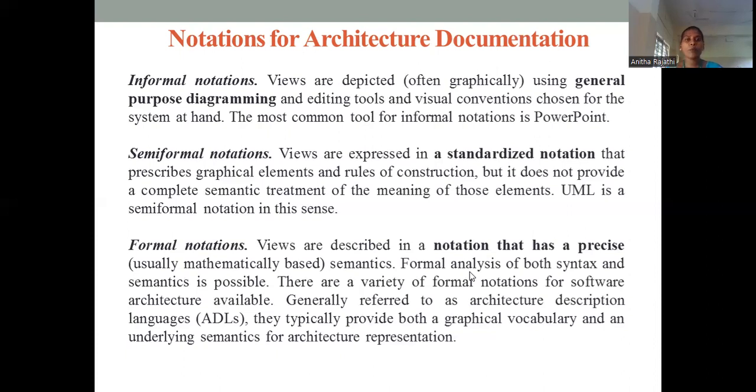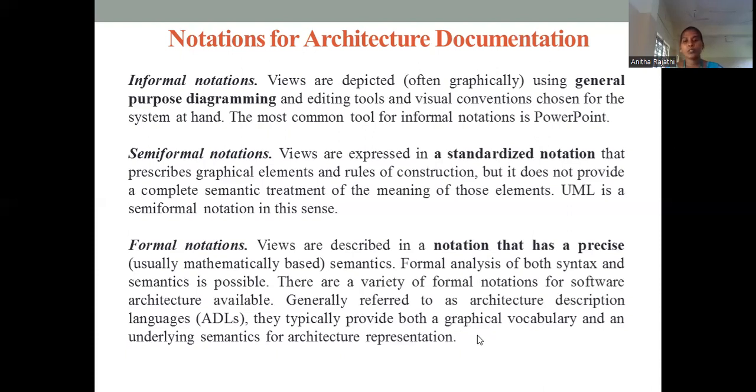If it is semi-formal, you will be using standardized notations, like the Unified Modeling Language. They will have graphical elements. You will have some rules and constraints for constructing those architectures, and we may not get a complete structure of the entire architecture, but you will be putting it in a standardized notation so that it can replicate what the application has been built for.